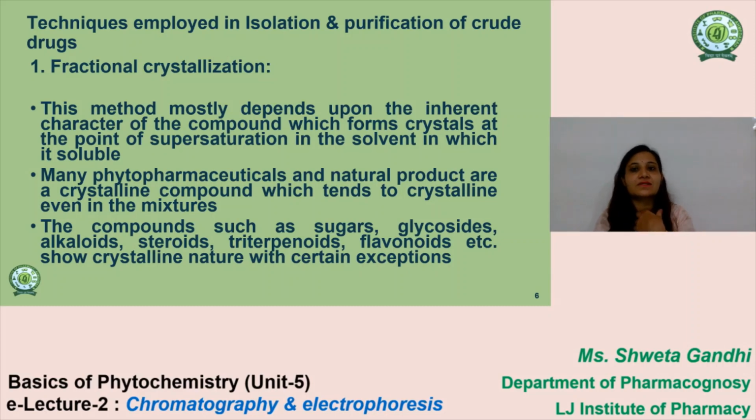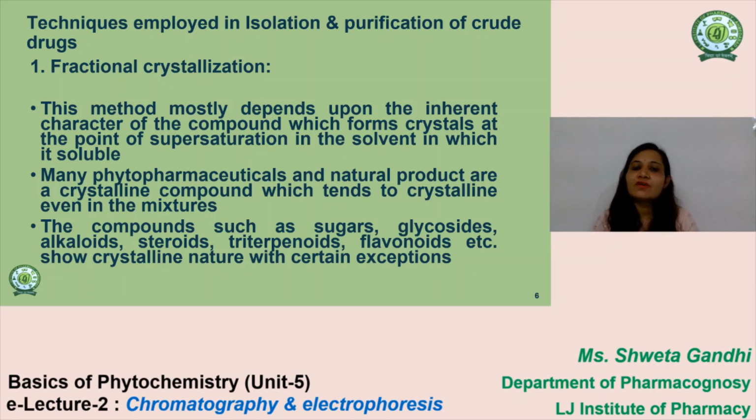First is fractional crystallization. What is fractional crystallization? The principle of this method is the inherent character of the active constituent which has to be separated, that it forms crystals at the point of supersaturation in the solvent. We are using a solvent for the extraction, so the active constituent forms crystals at the point of supersaturation in the solvent in which it is soluble.